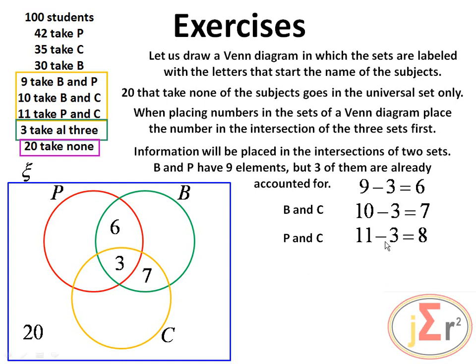11 minus 3, because 11 take physics and chemistry. So then we will have 3 being accounted for already. So the rest of that is 8.